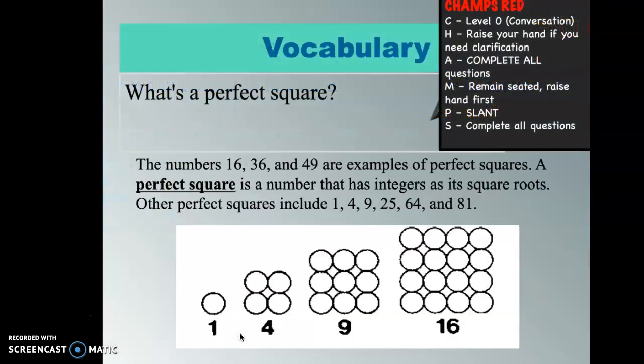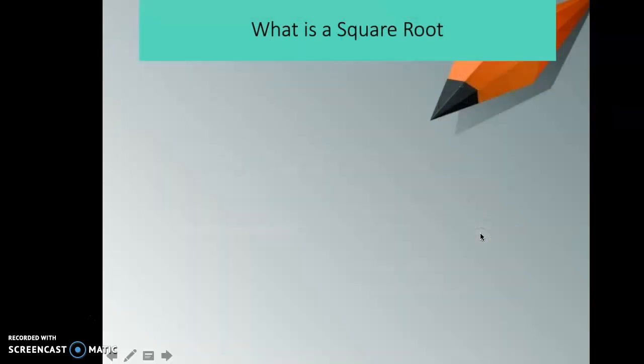Really quickly, you do not need to write this. I just wanted to remind you what perfect squares are. We went over that in the do now. It's taking a number and multiplying it by itself. So for example, the first one is 1 times 1 will create 1. 2 times 2 is 4. 3 times 3 creates 9. And 4 times 4 creates 16.